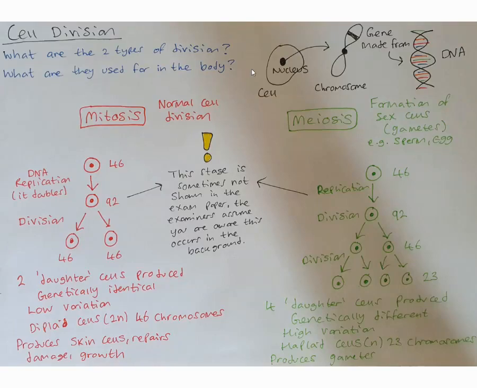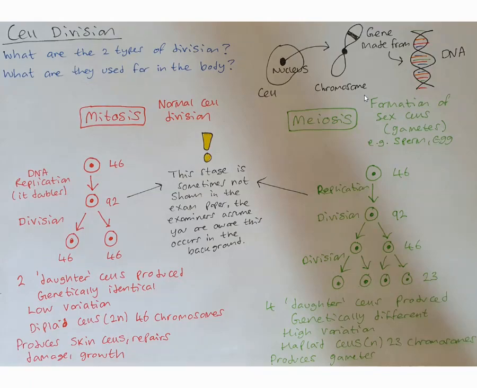Okay, so we're going to have a look at cell division. We're going to answer the questions: What are the two types of division? What are they used for in the body? So there's two types of cell division. There's mitosis and there's meiosis.